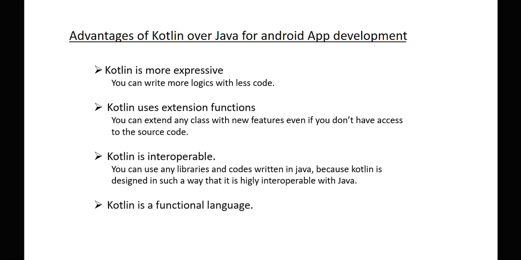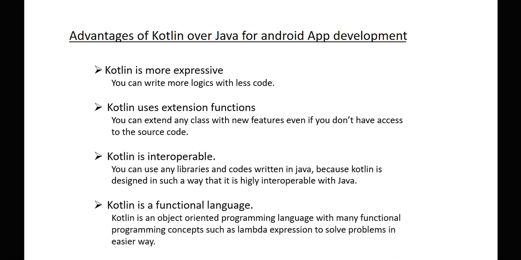Kotlin is a functional language. Kotlin is an object-oriented programming language with many functional programming concepts such as lambda expressions to solve problems in an easier way. These are some of the advantages of Kotlin over Java.